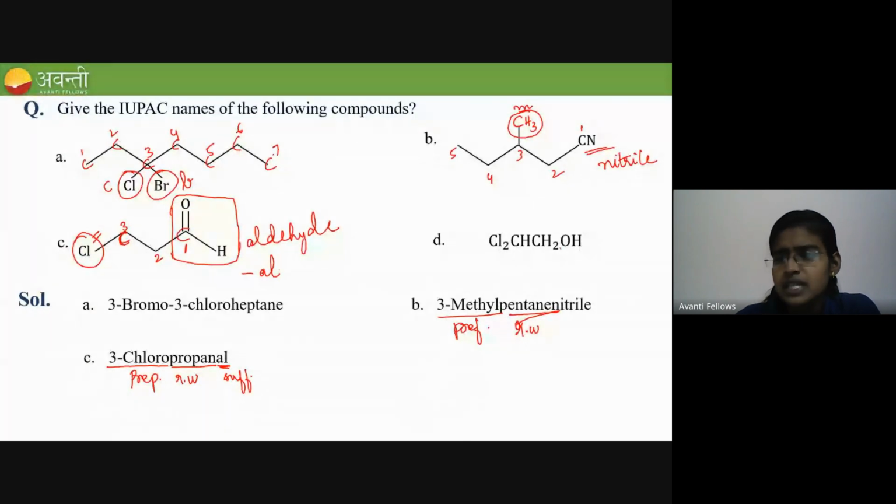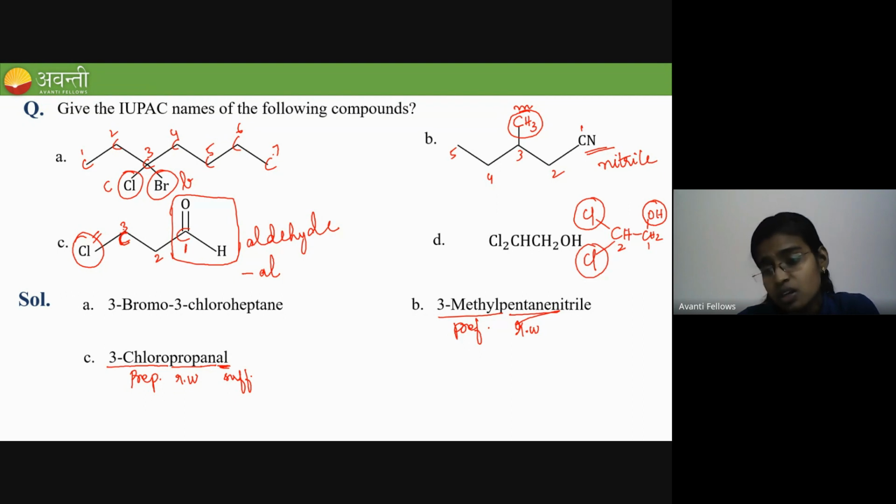So let me expand this. It is CH, CH2, OH, and to this carbon, 2 chlorines are attached. Now, how will you number? From the OH-attached carbon, we have to start the numbering because that is the functional group. So 1 and 2. Now to the second carbon, we have 2 chlorines, right? So what you have to do? 2-chloroethanol, 2-dichloroethanol, both are wrong.